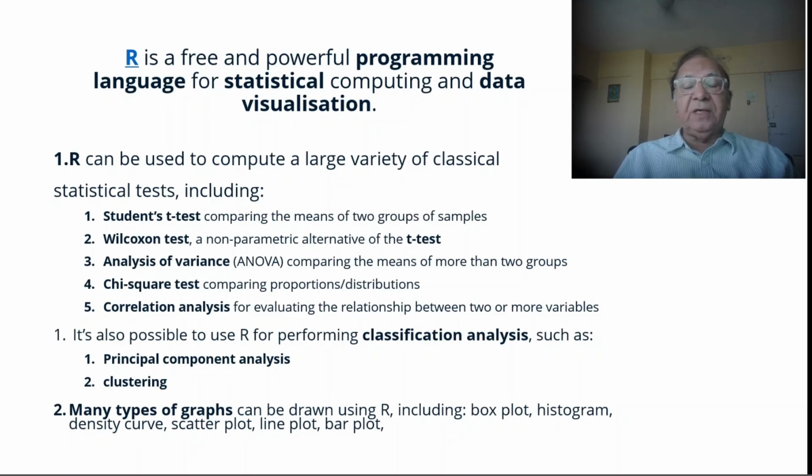R can be used to compute a large variety of classical statistical tests, including student's t-test, Wilcoxon test, analysis of variance, chi-square test, correlation analysis. It's also possible to use R for performing classification analysis such as principal component analysis, clustering. Many types of graphs can be drawn using R, including box plot, histogram, density curve, scatter plot, line plot, bar plot, which we are going to learn in the second video.